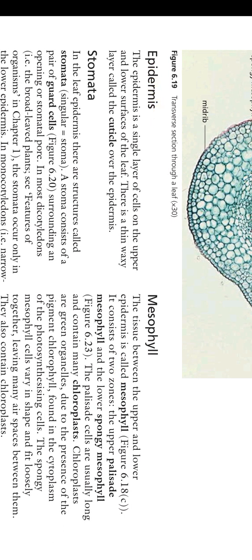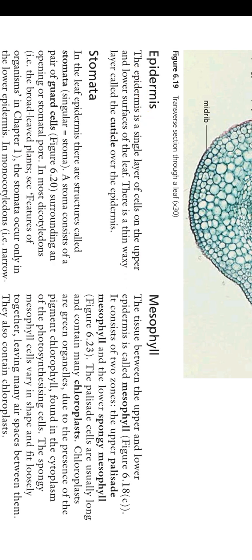So epidermis: the name epi means the upper surface. The epidermis is a single layer of cells on the upper and lower surfaces of the leaf. So we can say there is a thin waxy layer called the cuticle over the epidermis. The wax is made up of fats, or we can say lipids. So the cuticle is made up of lipids, and this is for protection.